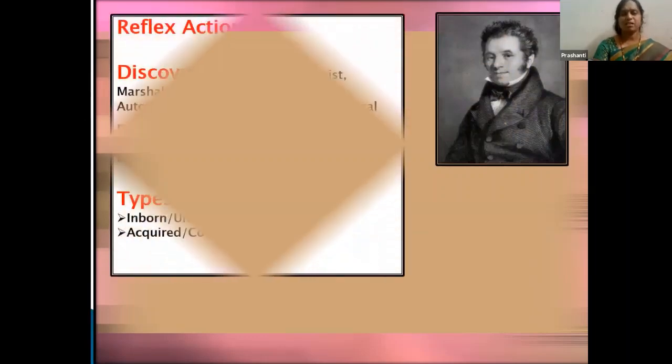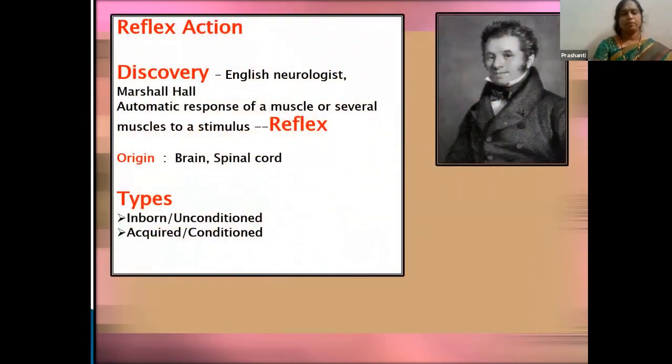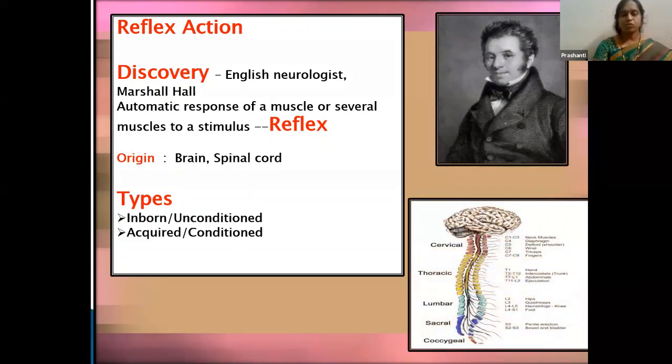This was discovered by Marshall Hall, an English neurologist. According to him, a reflex is an automatic response of a muscle or several muscles to a stimulus. This reflex originates either from the brain or the spinal cord. And there are two types, children. They might be inborn, that are unconditioned, and the second one is acquired, that is conditioned.